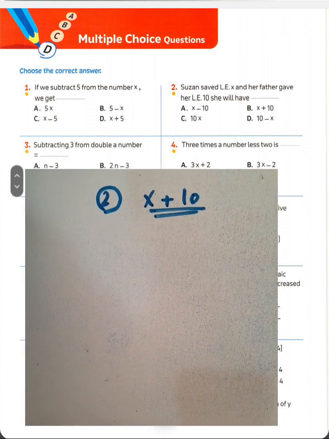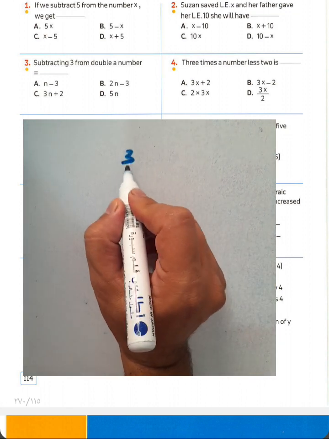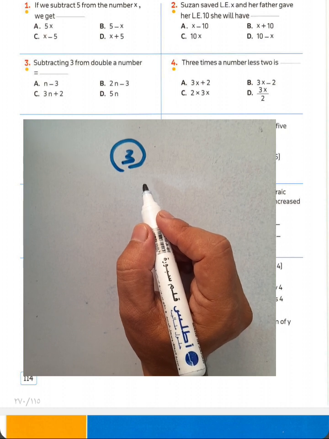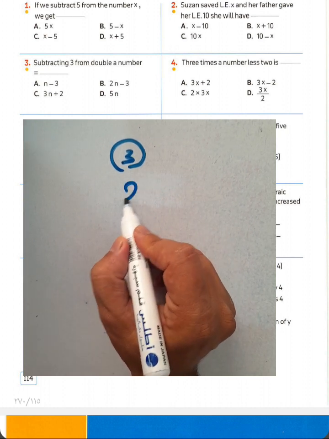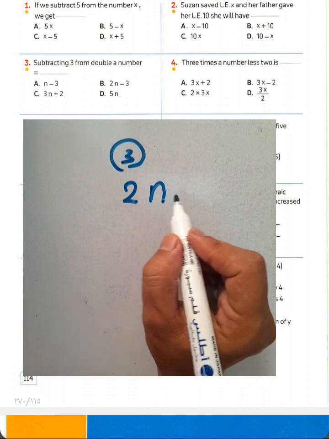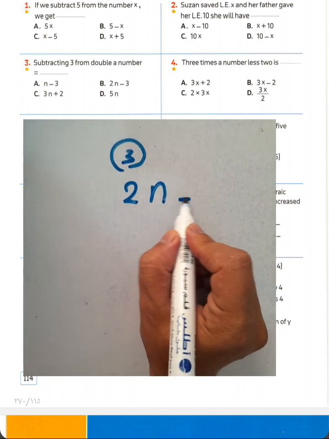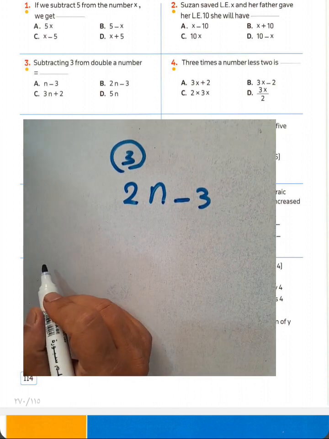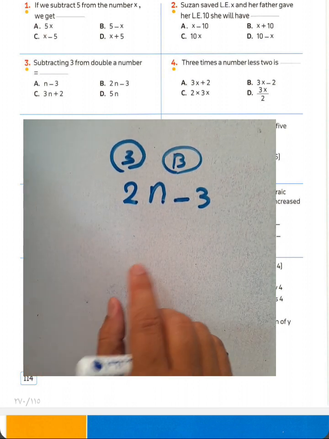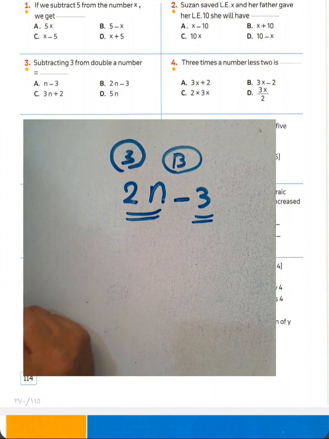Okay. Question number 3. Subtracting 3 from double a number. Double a number means 2 multiplied by an unknown, such as n. Subtracting 3 from double the number, then you can write 2n subtract 3. Question number 3, choose letter B. Okay, my students, again, subtracting 3 from 2n. Then 2n here we call the minuend, and 3 will be the subtrahend.